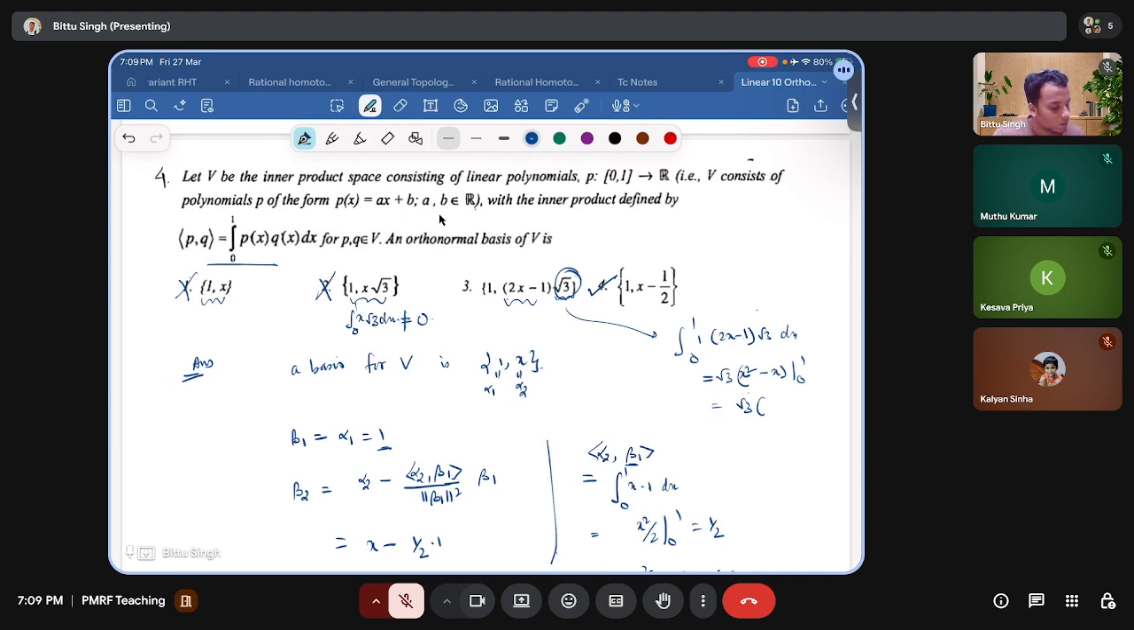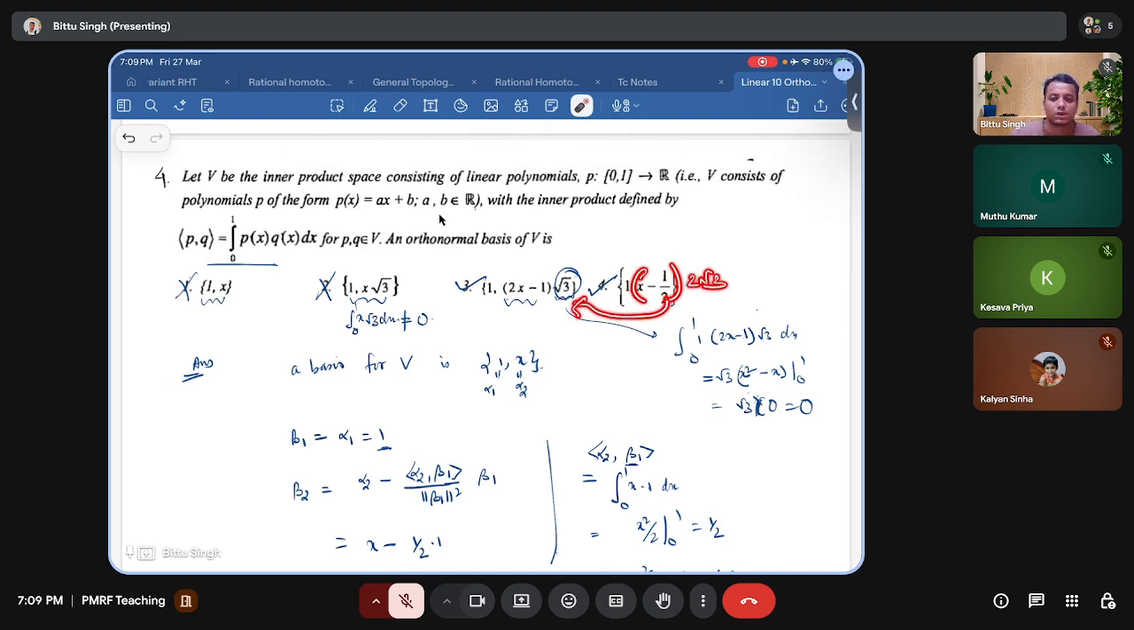0 to 1, 1 into 2x minus 1 root 3. So x square minus, yes, it is okay. Root 3 times 0. Root 3 times 0. So this is also answered, because you can see that if you multiply this with 2 root 3, you will get this answer.